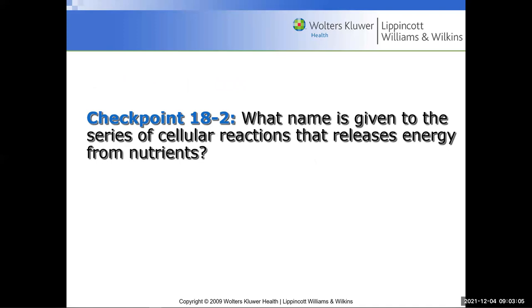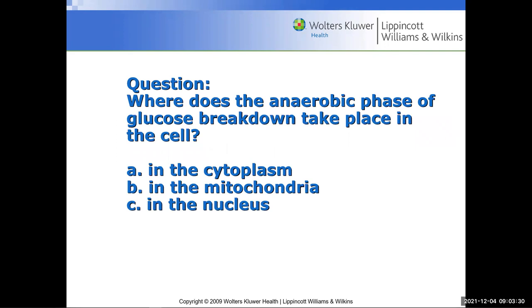Question: what is the name given to the series of reactions that releases energy? Is it catabolism or anabolism? Catabolism, breakdown. Where does the anaerobic phase of glucose breakdown take place in the cell? So the anaerobic phase, where does it take place? Cytoplasm. Yeah, in the cytoplasm, that's right.